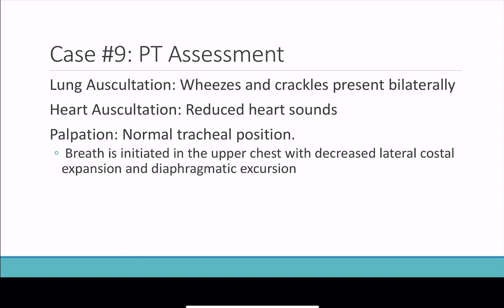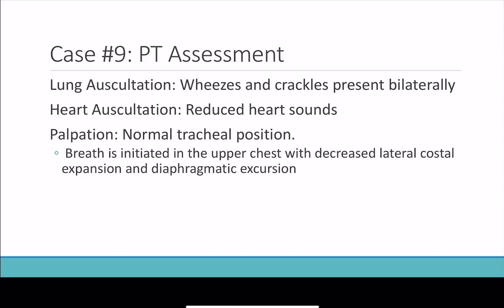Heart auscultation, you hear reduced heart sounds. Do you know why a patient like this would have reduced heart sounds? The heart is kind of hidden under all that air. So with a barrel chest, it's hard to hear through all that air because sound doesn't travel as well through air. So it can be really hard to hear heart sounds.